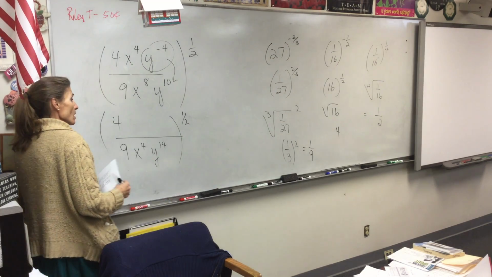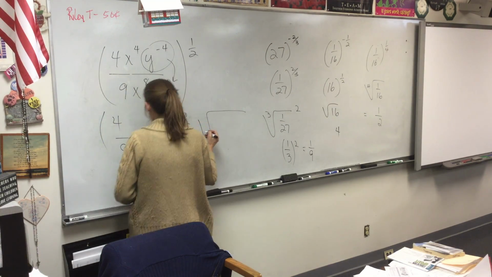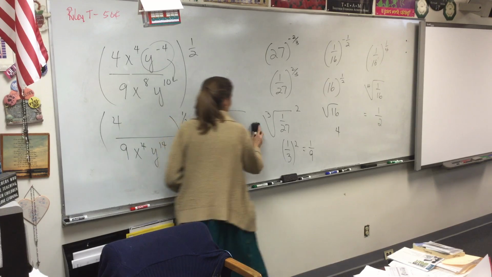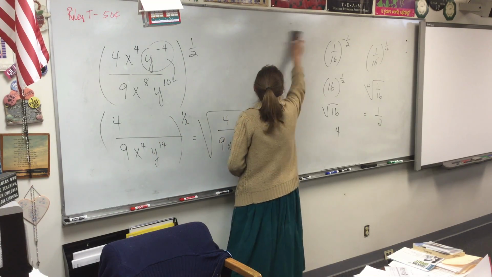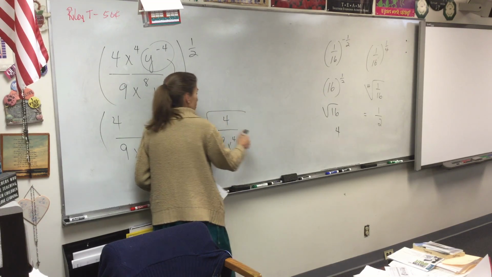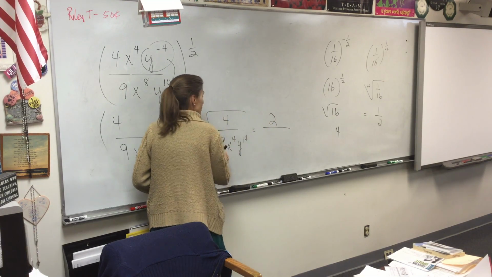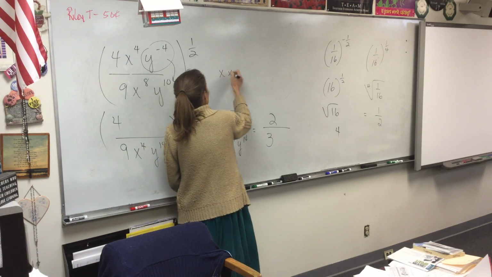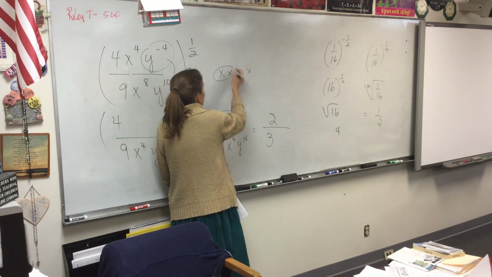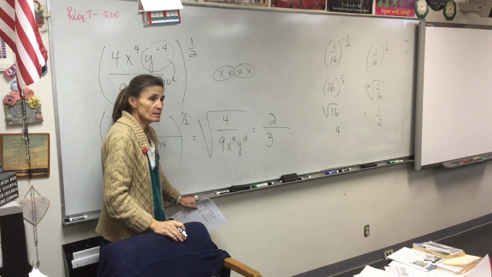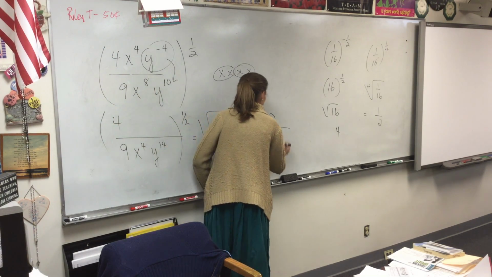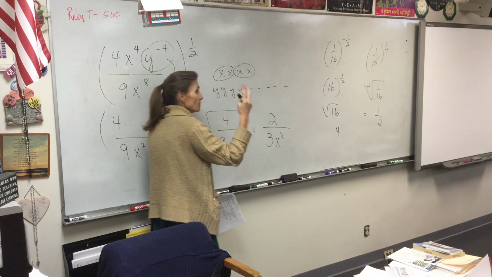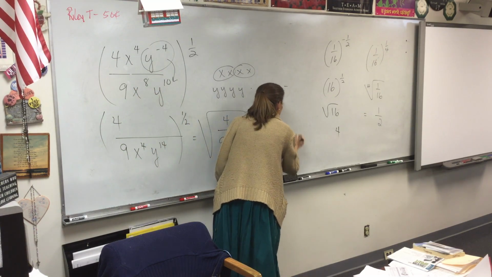Okay, so here we go. This is the square root. Square root of 4. Square root of 9. Square root of x to the 4th. Now keep in mind, that means 2 groups. How many are in each group? So that's x squared. Think of y to the 14th, split it up in 2 groups. Each group would be 7. Bingo.